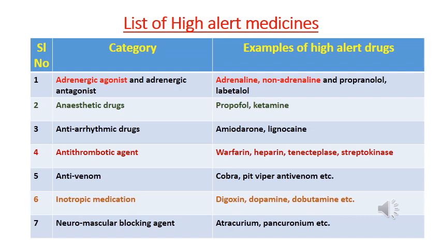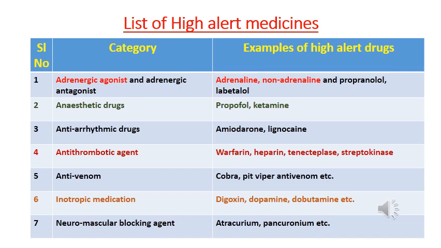List of high alert medicines. Number 1 category, adrenergic agonists, as for example adrenaline, noradrenaline. Adrenergic antagonists, as for example propranolol, labetalol. Number 2, anesthetic drugs, for example propofol, ketamine. Number 3, anti-arrhythmic drugs, for example amiodarone, lignocaine.